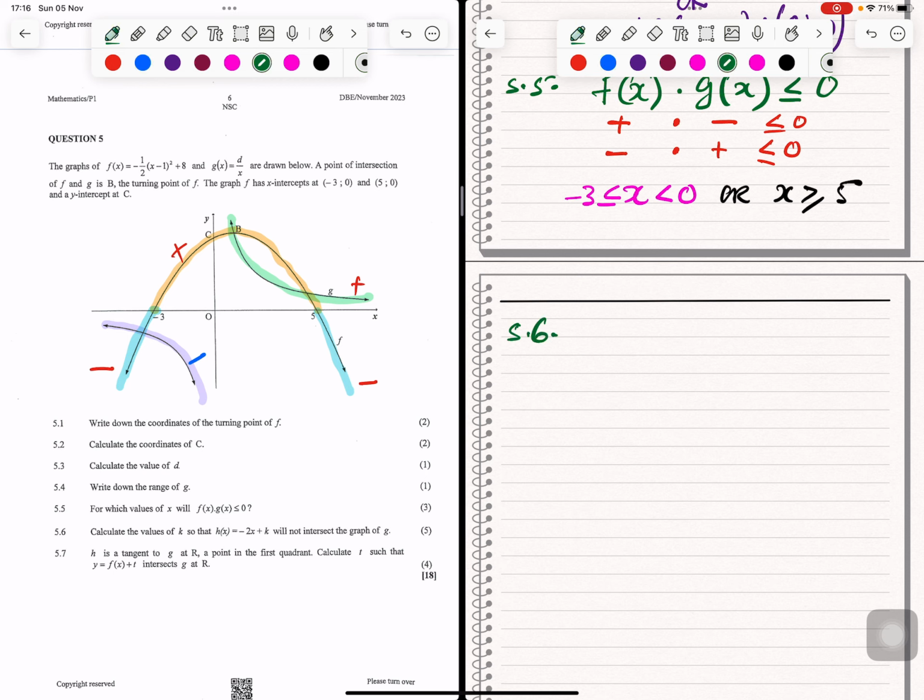5.6. What are they saying here? They are saying calculate the values of k so that h, look at h now, h is equal to negative 2x plus k, will not intersect the graph of g. So what is g? g is basically 8 over x. We found that earlier for x. So they say find the values of k for which this graph will not intersect.